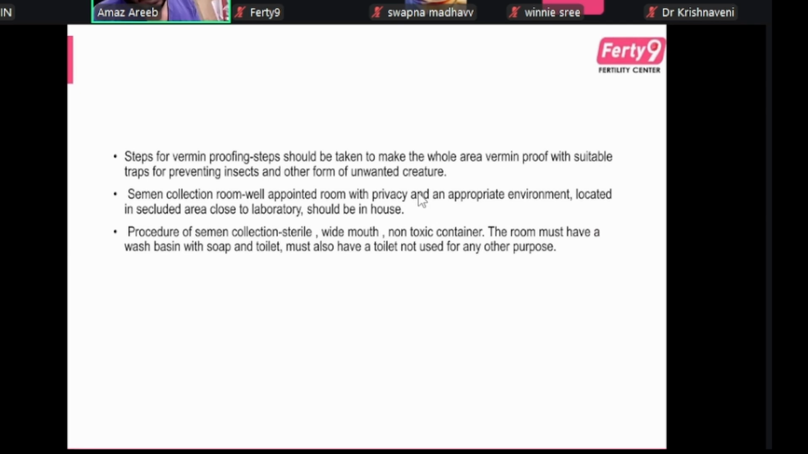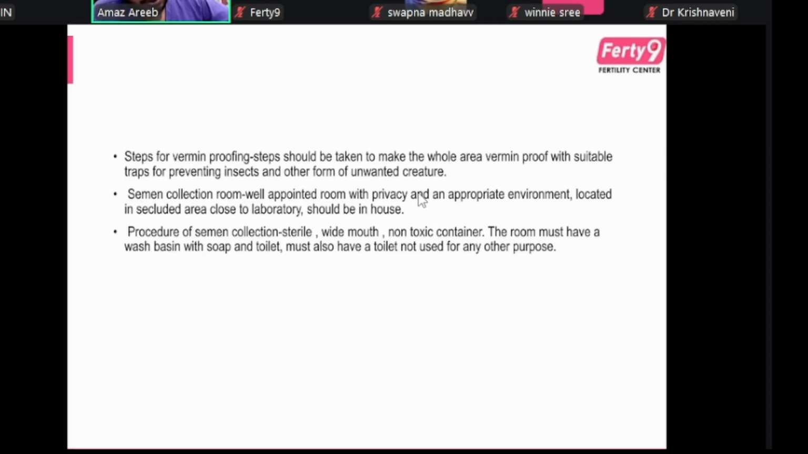And the collection room, as I have told you earlier, should be close to the laboratory, so that privacy can be maintained and the flow of the procedure can be taken care of. For the semen collection procedure, the collection container should be sterile, not the normal container we use for stool or urine sample collection. There is a semen collection pot which comes only for semen collection, a container specified for semen collection.